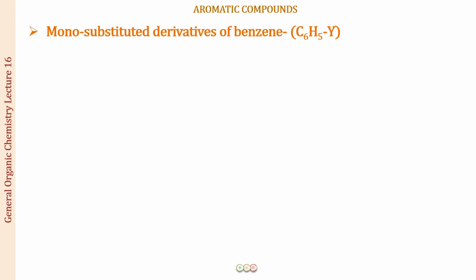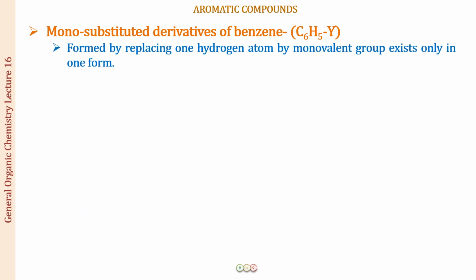So first of all, we have the mono-substituted derivatives of benzene with the general formula C6H5Y. Alright, what I mean over here is that these are the compounds which will be formed by replacing one hydrogen atom from the benzene molecule by a monovalent group which we are representing by this Y, and such compounds will be existing only in one form. Now what do I mean by that?